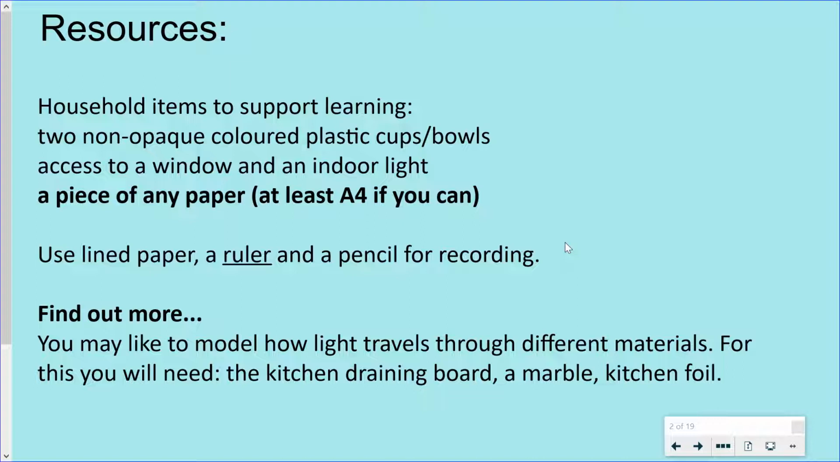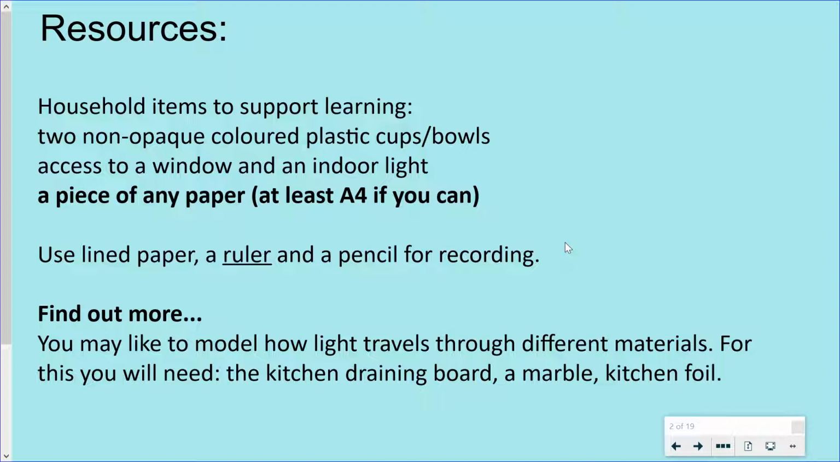Coloured plastic cups or bowls. Now, you don't have to have those. Access to a window and an indoor light. You will need a piece of any paper, at least A4 size if you can. If you need to carefully tear a piece out of your book, then you can do so. But any type of paper will be great.